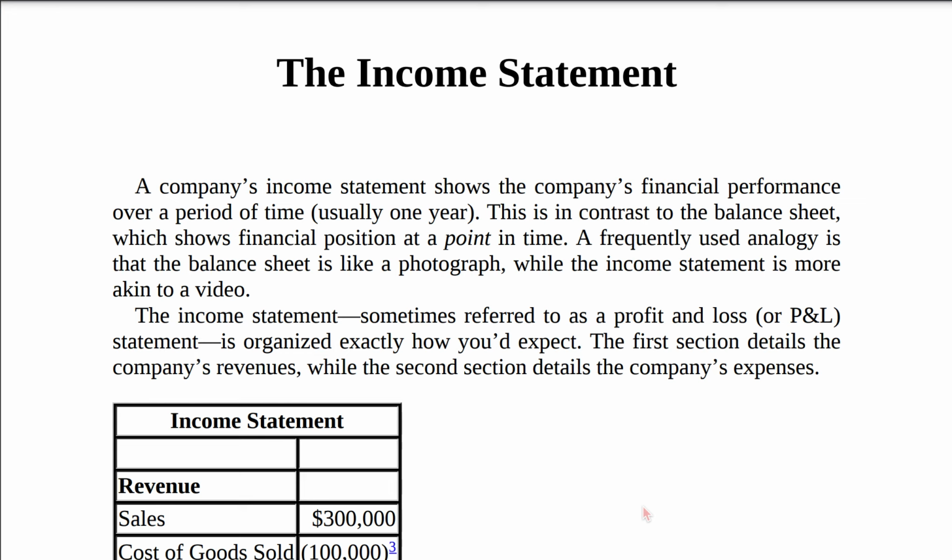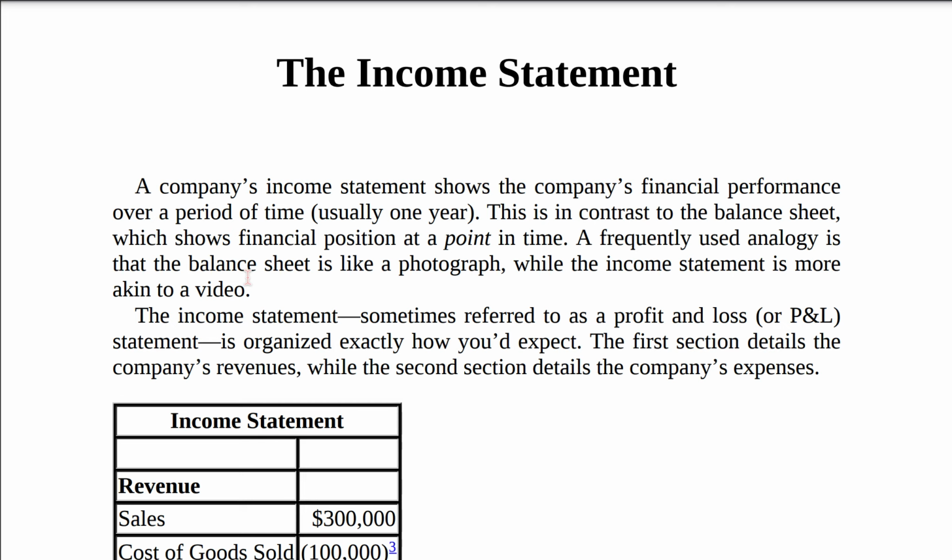Everyone, in today's video we are going to learn about the income statement. So what is an income statement? A company's income statement shows the company's financial performance over a period of time, usually 1 year. So, the income statement is one type of financial document which shows a company's financial performance in monetary terms over a period of time.